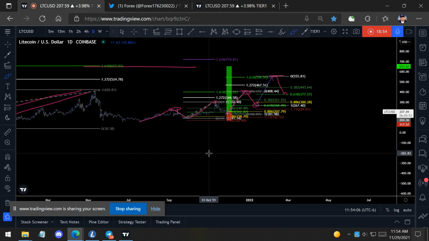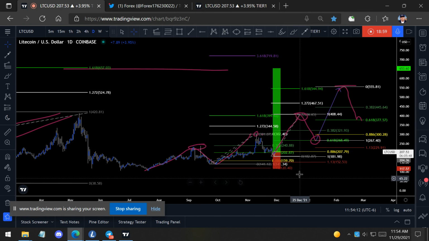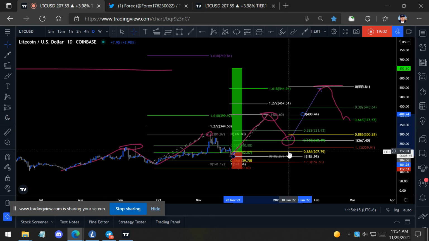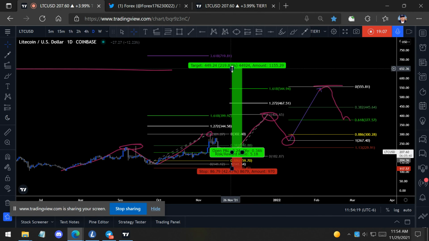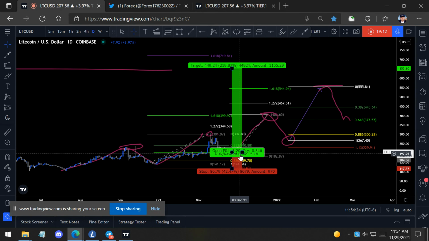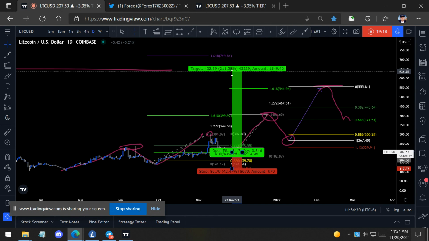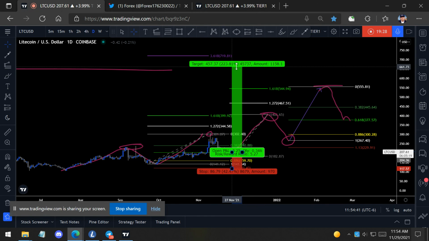So if we bought at 202, and we're looking for 650, we're getting a 5.18 risk to reward. If we're looking for 400, we're getting a 2.21. I'm still looking for 650.